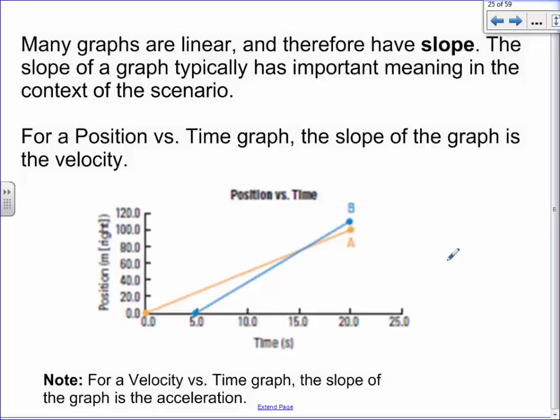Before we get to the rest of the notes, do you guys remember how to calculate the slope of a graph, what the formula is? Rise over run. Yeah, rise over run. It may even be in your formula book.